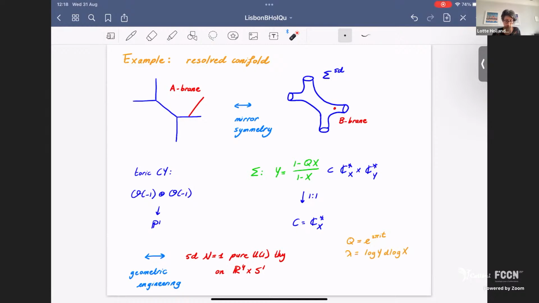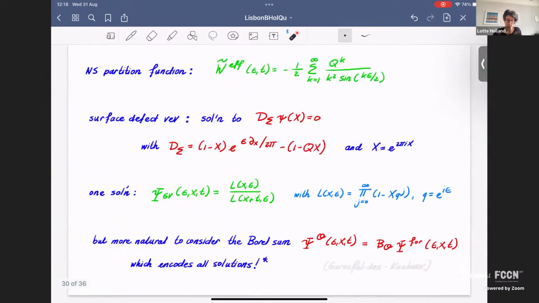And as I've mentioned before, this corresponds to five-dimensional U(1) gauge theory on R4 times S1. In this case, the NS partition function is very well known. It has this particular form. Also, there are solutions to this equation for the vacuum expectation values, where this D of sigma was denoted as D of epsilon before. This is this quantum curve, which in this case may be parameterized by this difference equation. There is one solution which is special in the sense that it appeared a lot in older works, which is a ratio of dilogarithms, which are these infinite products.